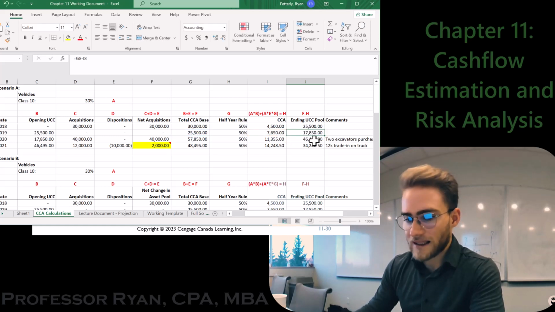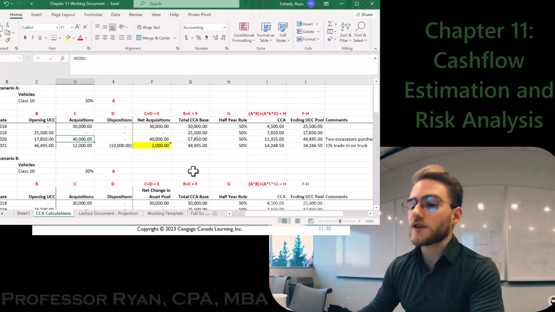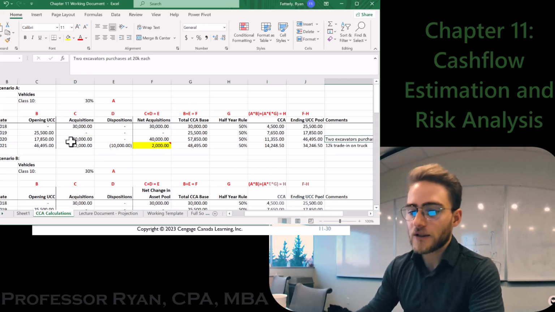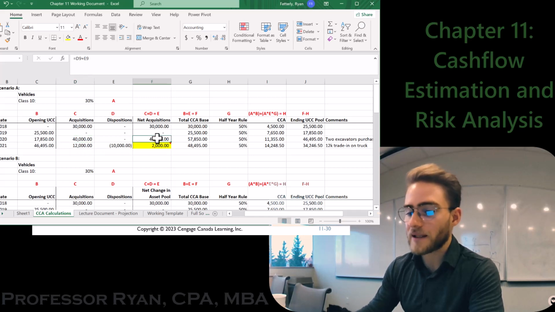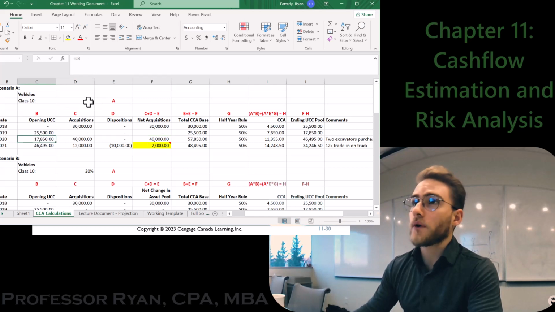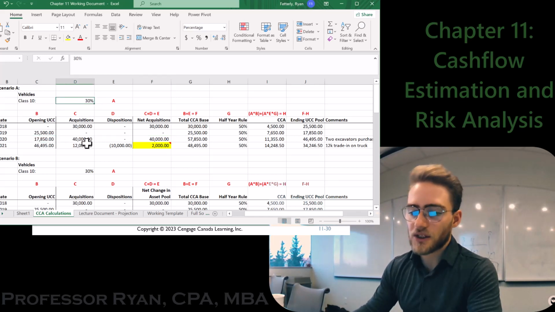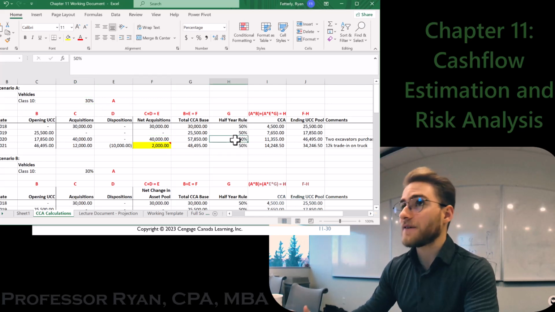I continue on with the exact same calculations, but something interesting happens in 2020. So my opening UCC obviously stays the same, but I acquired two excavators for $20,000 each, right? So that totals $40,000. Okay, so in this case, what happens when I'm calculating my CCA is this amount here gets the full 30% deduction, whereas this $40,000 here only gets half of this. It gets 30%, but multiplied by half, 50%.